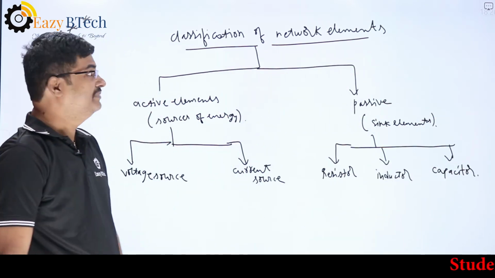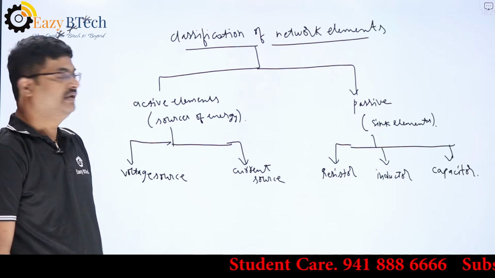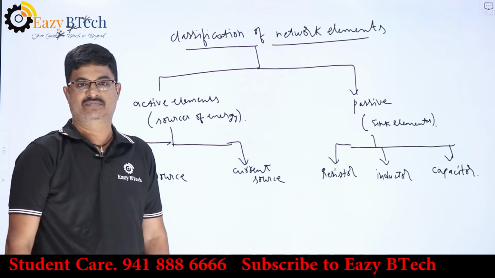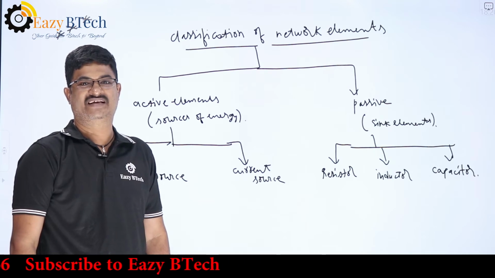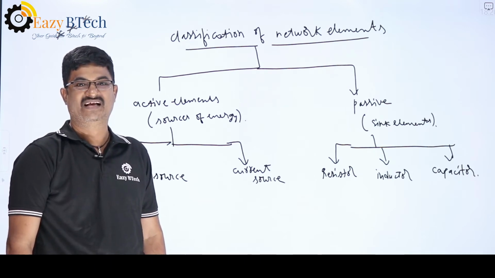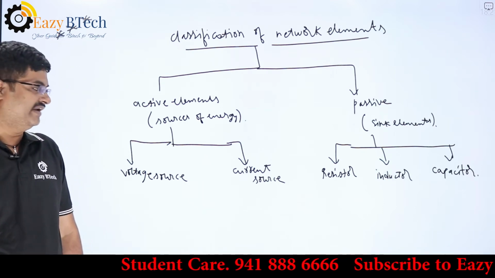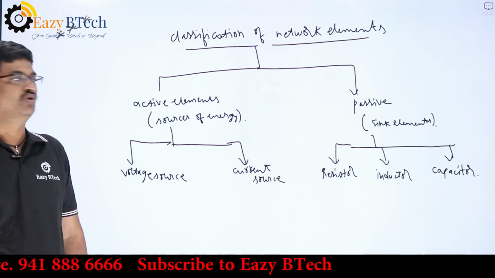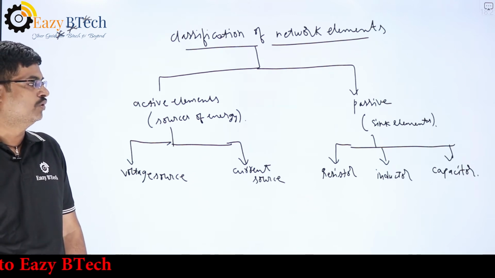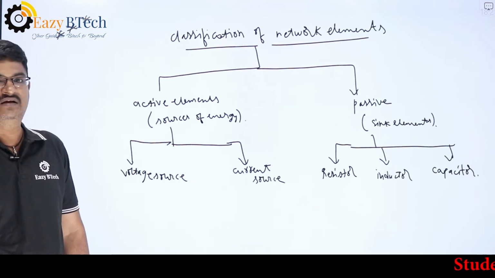So the network elements are mainly divided into active elements and passive elements. Active elements are the energy sources and passive elements are the sink elements. Active elements are further divided into voltage source and current source, and passive elements are divided into resistor, inductor and capacitor.